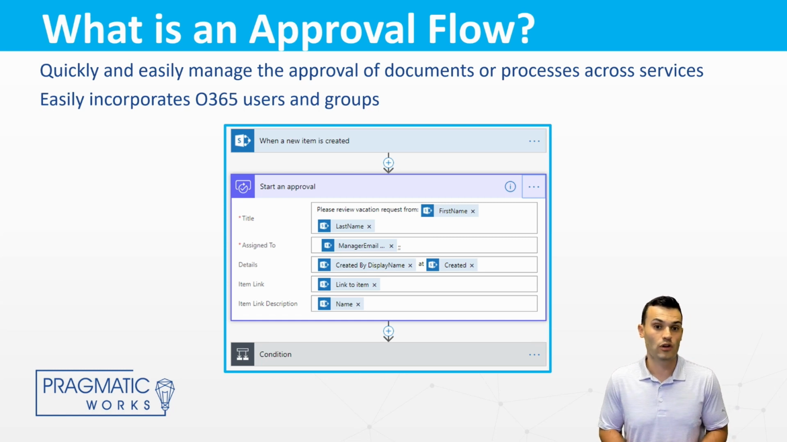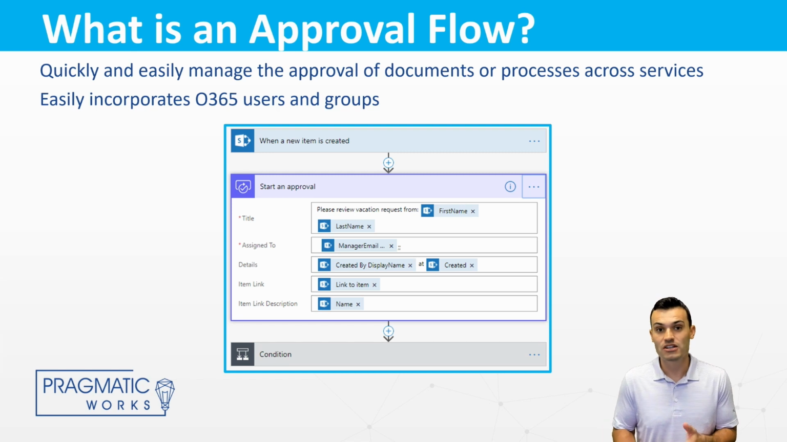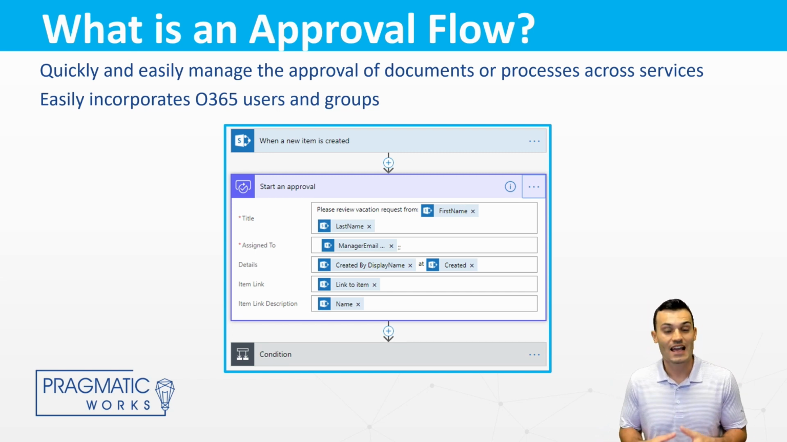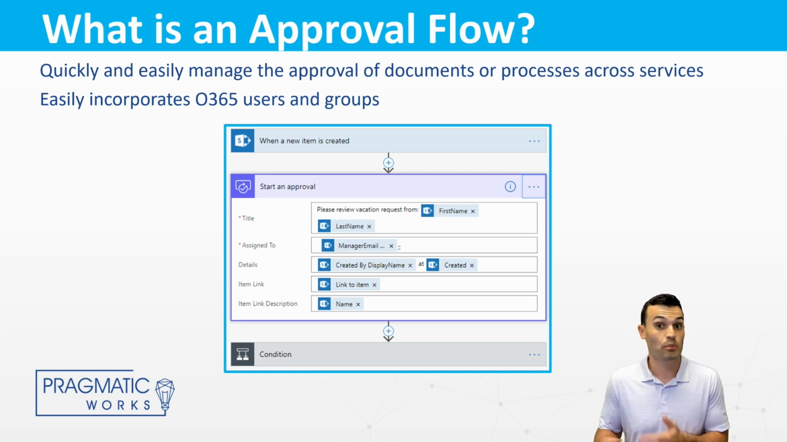Well, an approval flow is a way for us to manage any type of process or document application throughout our services, to make sure that a series of events have been completed and approved in order to continue down through the rest of the actions inside of that flow. One of the great things about approvals is we can incorporate all of our Office 365 users and groups within this process, so you can make sure that anybody inside of your organization is part of the approvals necessary to continue the flow from that point.